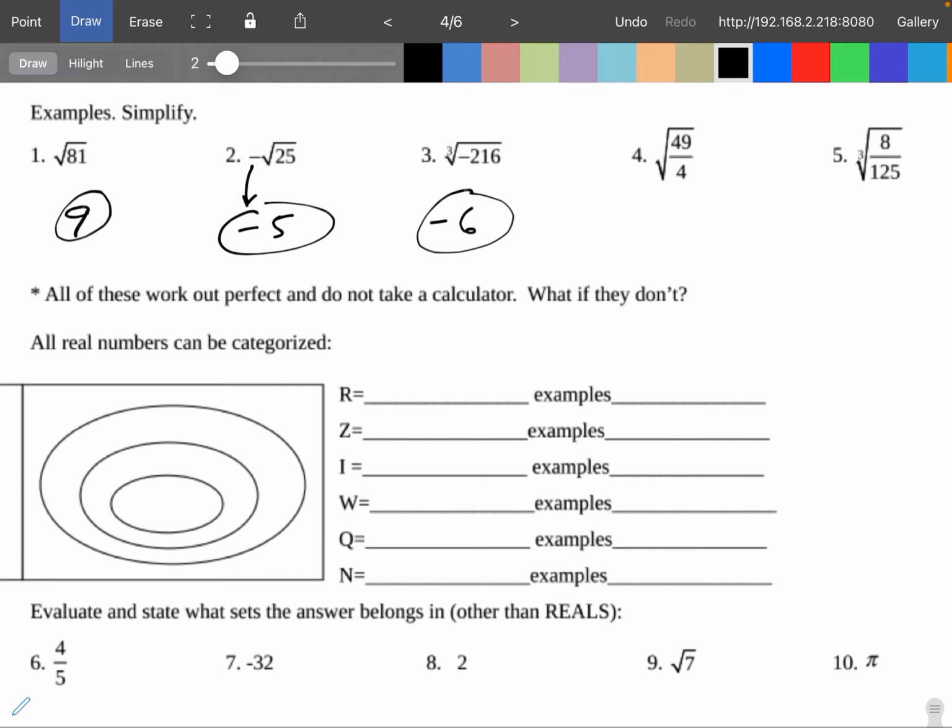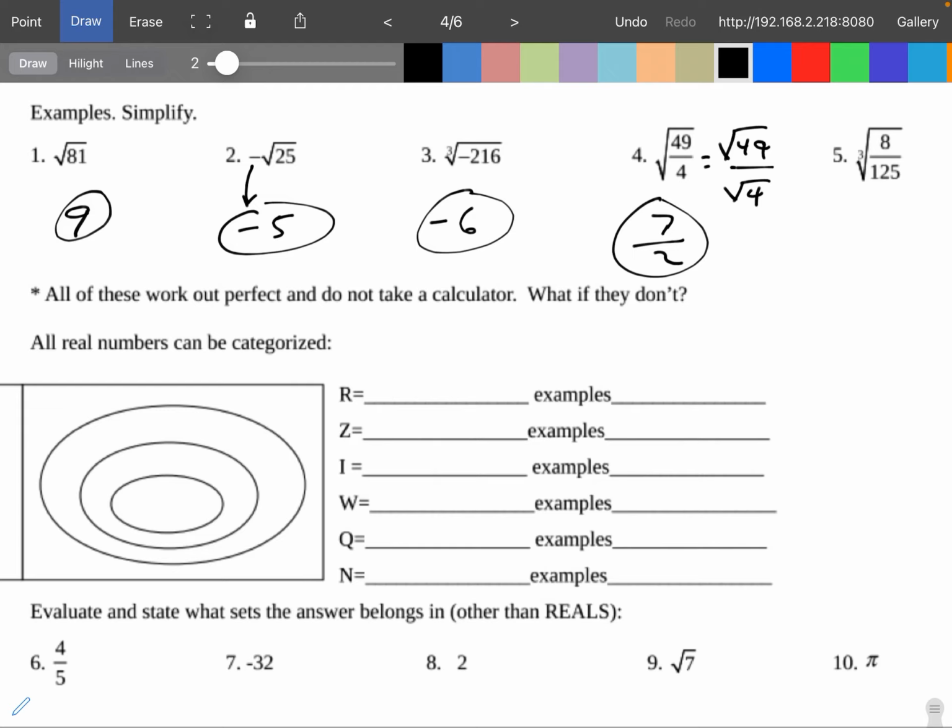And again, the reason that's true is because negative 6 times negative 6 times negative 6 would give you negative 216. And then on number 4 there, you split it apart. So again, just so you have one of these in your notes, you split it apart, so you just make this the square root of 49 over the square root of 4. So what's the square root of 49? Yep, 7, good. And what's the square root of 4? 2. So you just get 7 over 2.